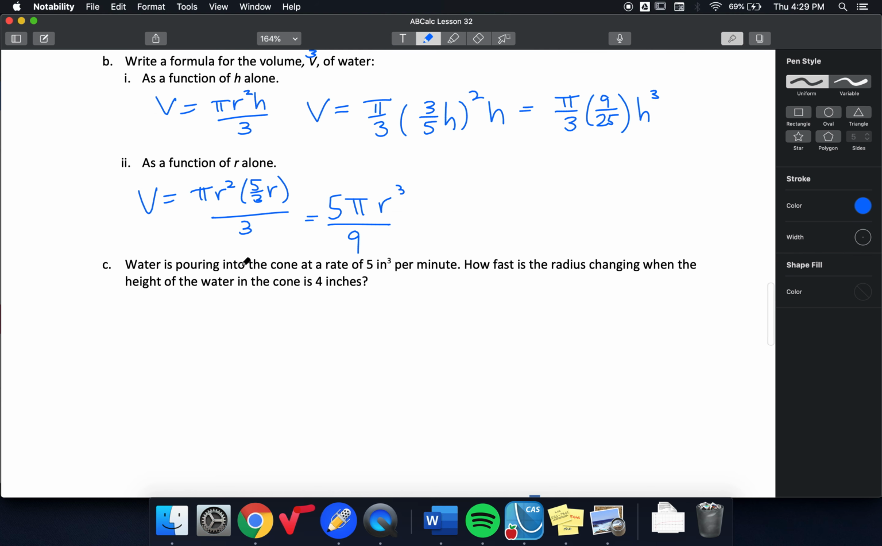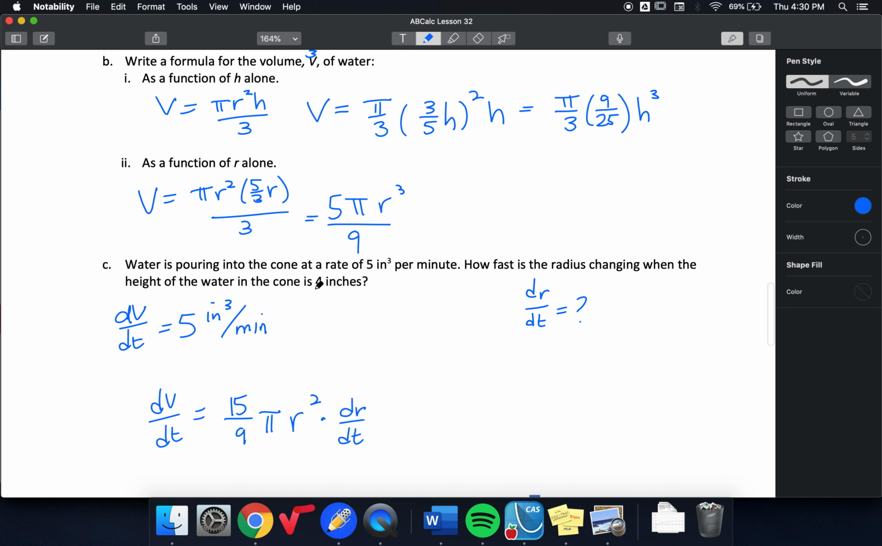Water is pouring into the cone at a rate of 5 cubic inches per minute. So dV/dt is 5 cubic inches per minute. How fast is the radius changing? So I want dr/dt. The height of the water is 4 inches. Well, I want to know dr/dt, so I want to use this formula. So I'm going to differentiate. Left side is dV/dt. The derivative of this is going to be implicit. So 3 times 5 is going to be 15 over 9. That pi is still just a constant. r squared times dr/dt.